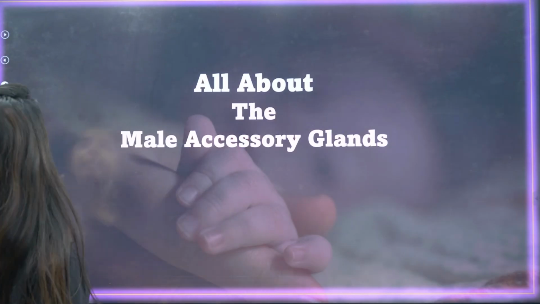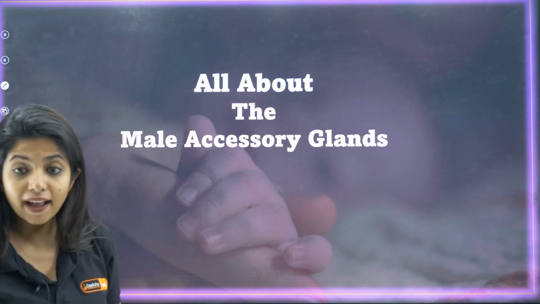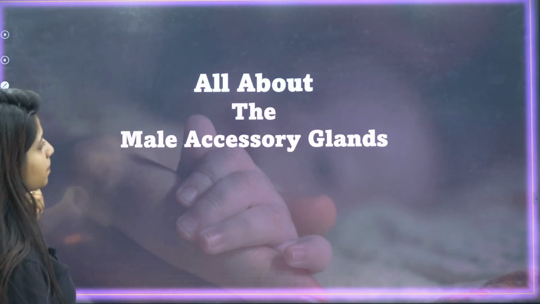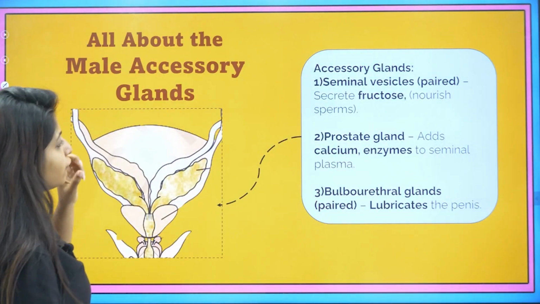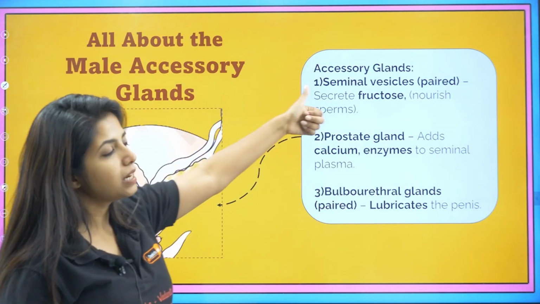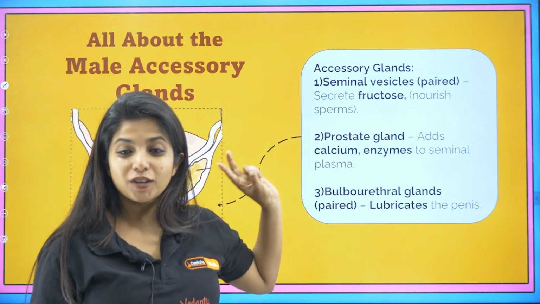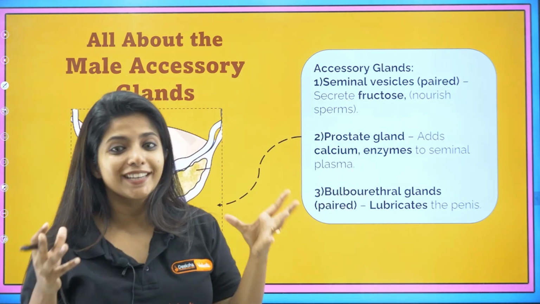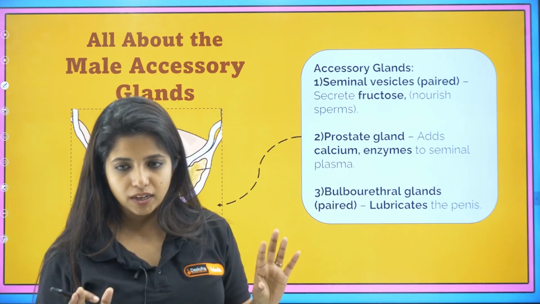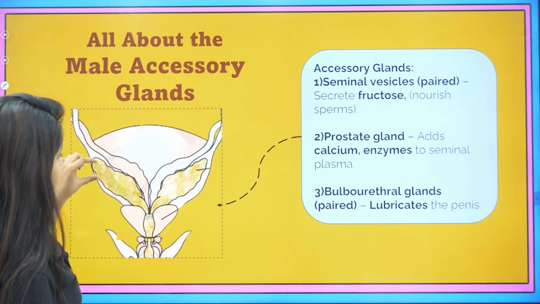Now we have to go ahead and talk about the glands which are involved, my dear children. The glands which are going to provide nourishment and everything out there. So we have 3 glands again. One is the seminal vesicle, the second one is the prostate gland, you might have heard about it, and the third one is the bulbourethral gland. This is very much interesting. So listen to me carefully.